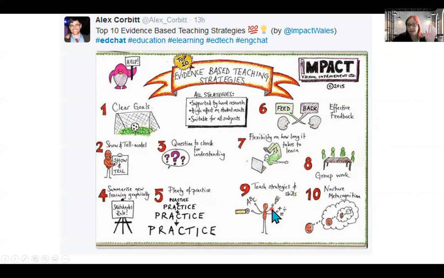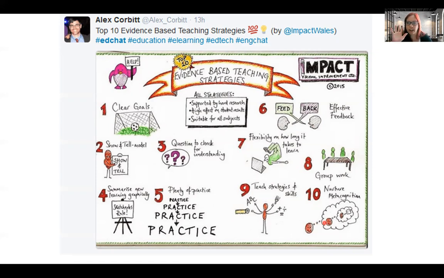So this is exactly how you do it. And then nurturing metacognition. So this is thinking about my own learning. And so we want students to think about, am I learning? Am I understanding this? And if I'm not, what do I need to do to help myself? And so, encouraging metacognition is I want you to think about your own learning right now.